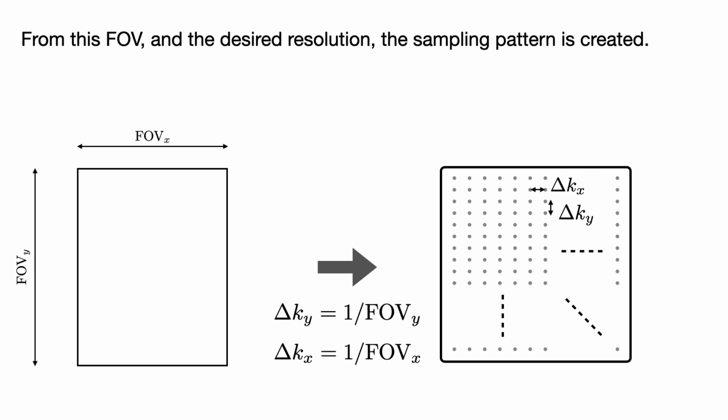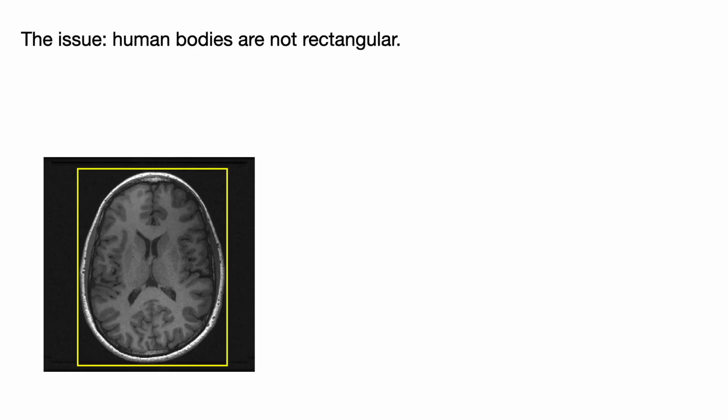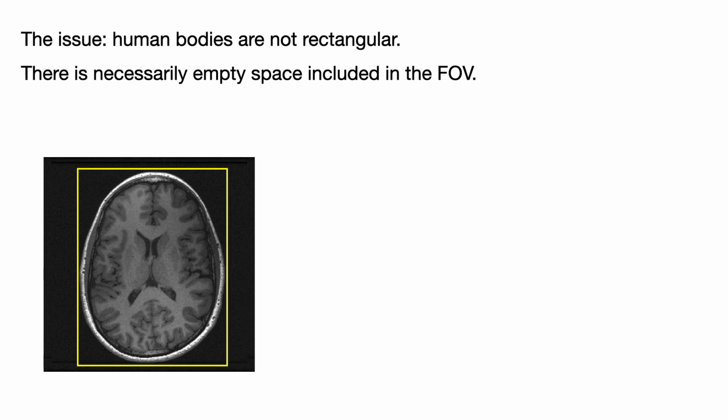The distance between samples is directly related to the size of the field of view in order to satisfy the Shannon-Nyquist sampling theorem. The issue is that human bodies are not rectangular. Thus, there is necessarily empty space included in the field of view.